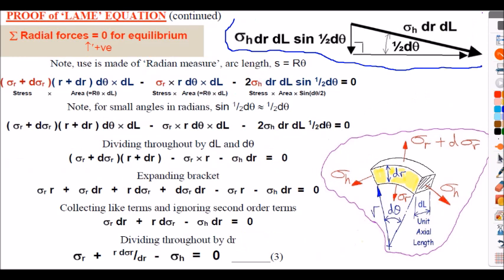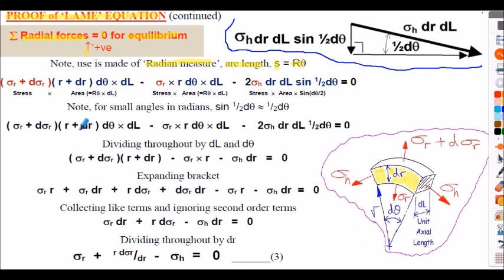So, proof of Lamé's equation. Let's now consider summation of the vertical forces. They must equal 0 for equilibrium. So upwards is positive here. Within the proof below, we'll make use of radian measure. Don't forget the arc length in radian measure: S is the radius multiplied by the angle in terms of radians, of course.